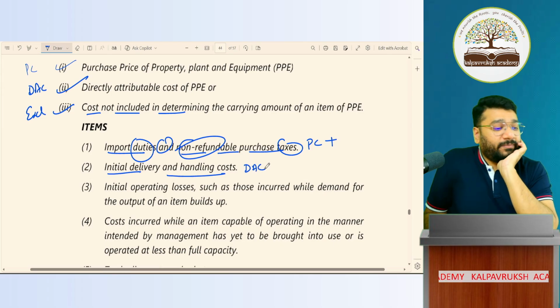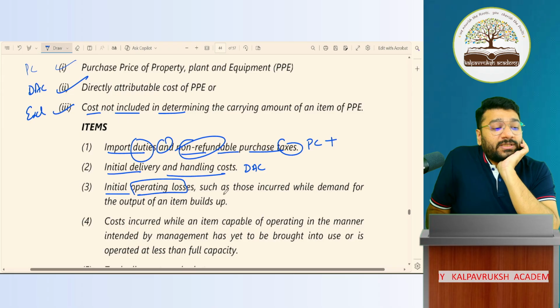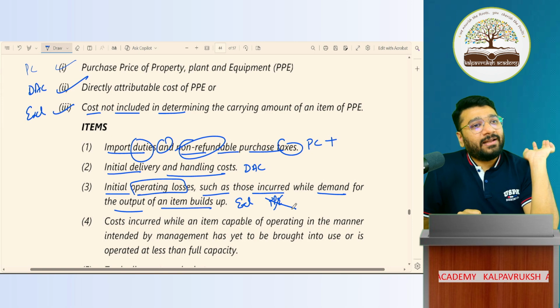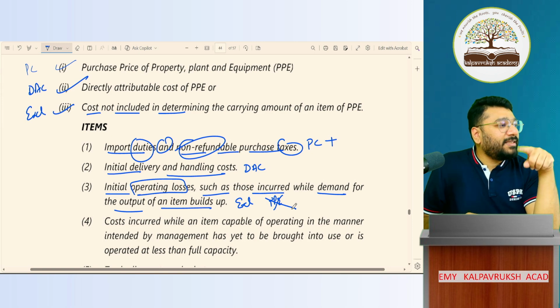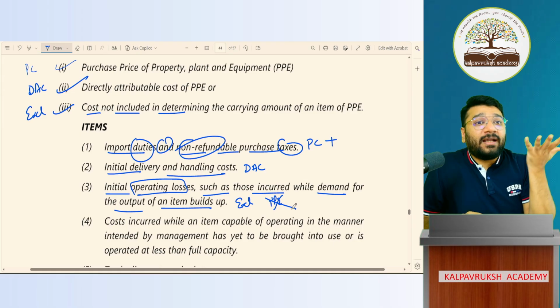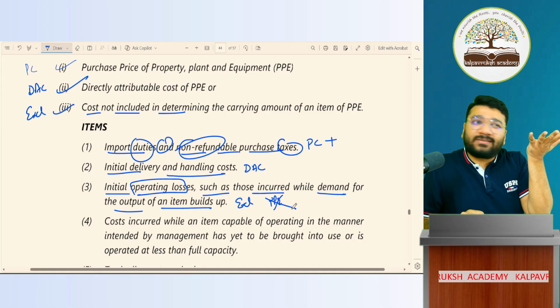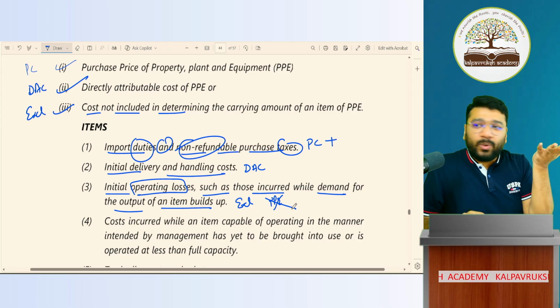Not got it? Okay. Initial operating losses, such as those incurred while demand for the output of the item is built up, is an exclusion. It's not a part of your PPE. The only reason is we spent 1.5 hours to understand the base properly. When you understand something properly, even though it is taking extra time, it's worth it.